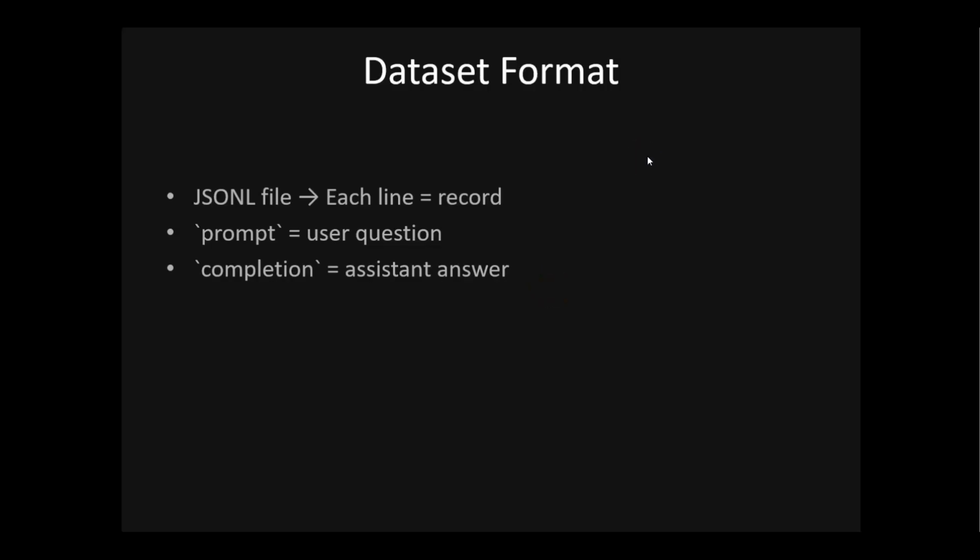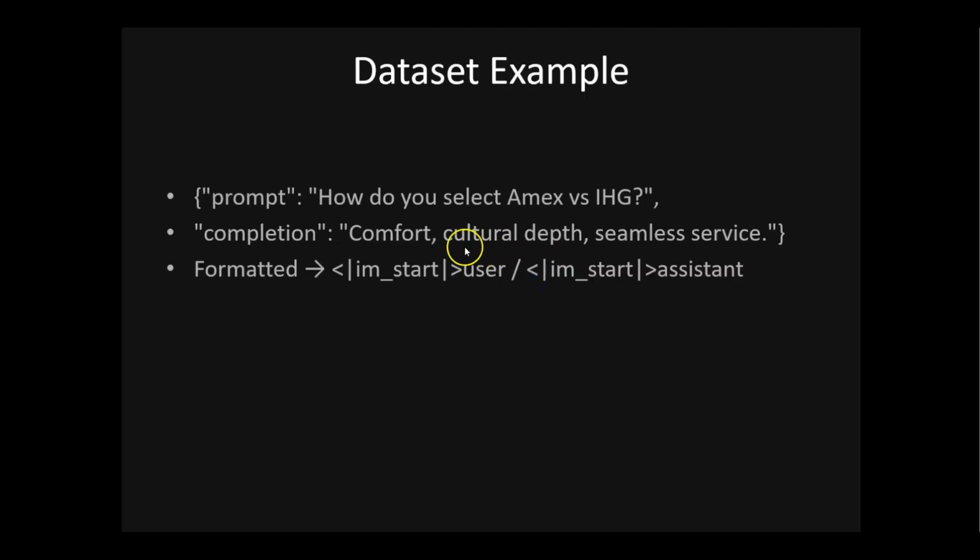Now let's understand the dataset format. We are using a JSONL file, which is basically JSON records separated by new lines. Each record has a prompt and a completion. The prompt is the user's question and the completion is the assistant's answer. For example, here inside the prompt, the question is like, how do you select MX versus IHG? In the completion, the assistant will answer comfort, cultural depth, seamless service.